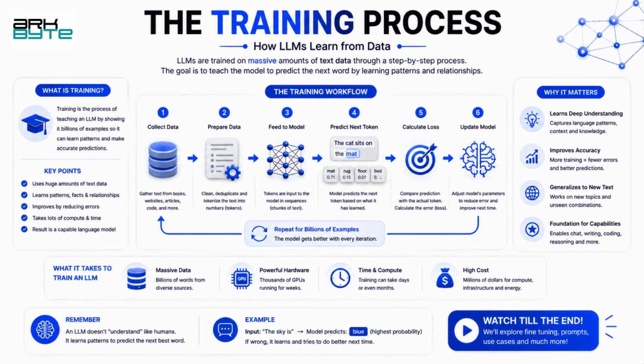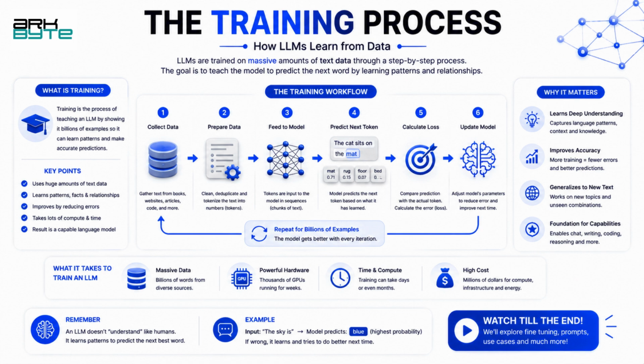It may predict blue. If the answer is wrong, the model measures the error and adjusts its parameters. This process repeats billions of times. Over time, the model becomes better at language, reasoning, writing, and answering questions. Training needs huge data, powerful GPUs, time, and high cost. In simple words, training is practicing at massive scale until the AI becomes smart enough to respond well.